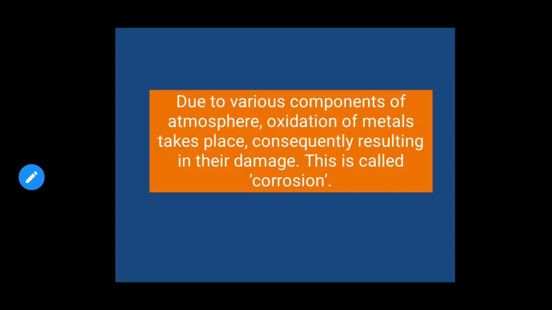Every year a huge amount of money is spent to replace damaged iron. There are various prevention methods that can be undertaken to prevent the corrosion of metal, like using anti-rust solution, galvanizing, electroplating, tinning, coating the surface of metal with paint, and so many other methods.